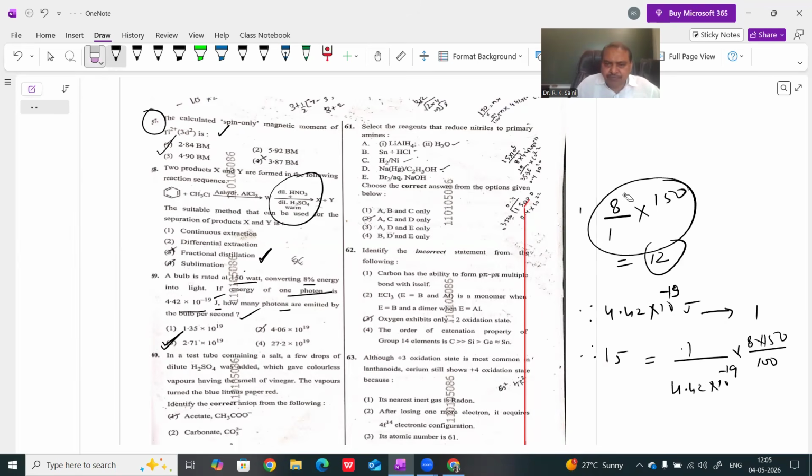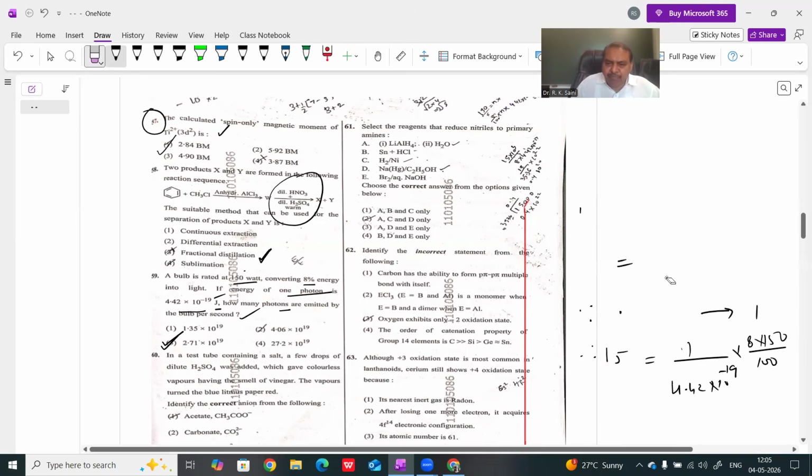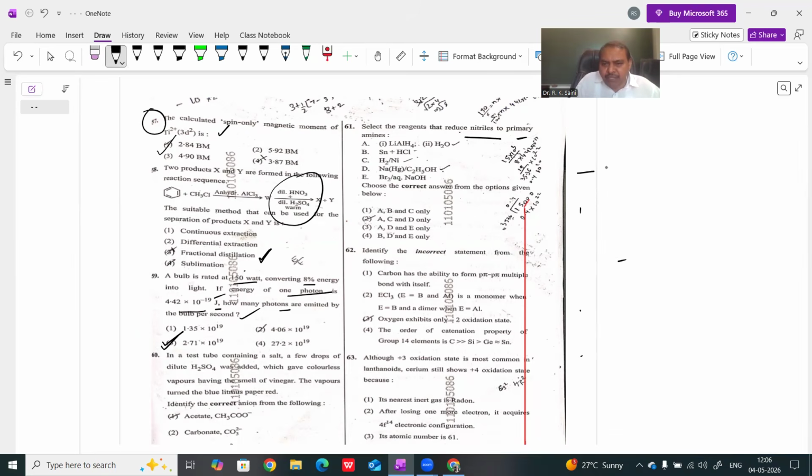Question number next. Question 61. The reagent that reduces nitrile into primary amine. We know that the cyanide group is known as nitrile. By its reduction, we obtain primary amine. Therefore, the characteristic reagents are LiAlH4, catalytic reduction, and reduction by sodium plus ethanol. This reaction is also known as the Mendius reaction. When ethanol and sodium react with cyanide, the product is primary amine, and the reaction is known as the Mendius reaction.